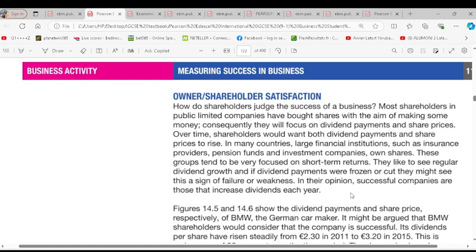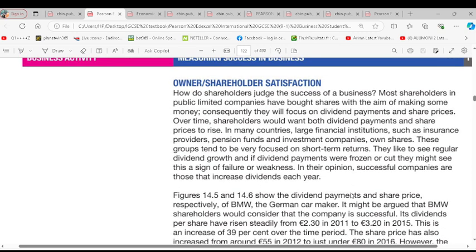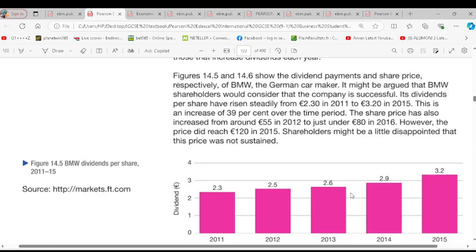Then the third one is owner and shareholder satisfaction. Another measure of success is the satisfaction of owners and shareholders. What do you make for them? What is the return on their investment? Are they happy with the return on investment? If they are happy, that means the business is successful. Do you understand? That's about owners. Any question about owners?